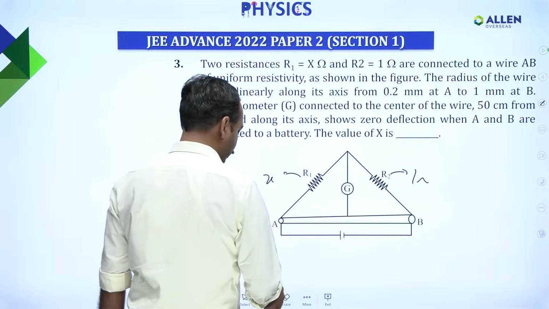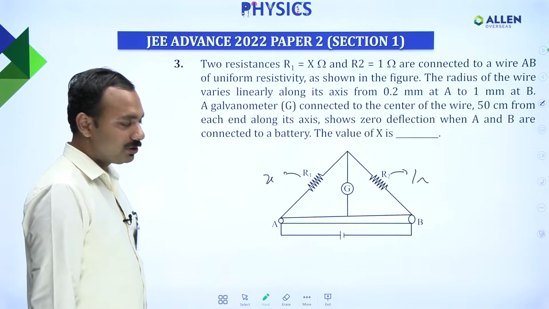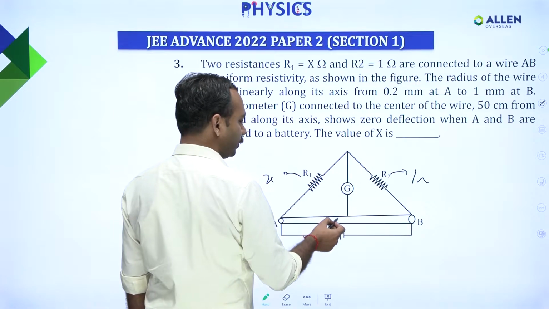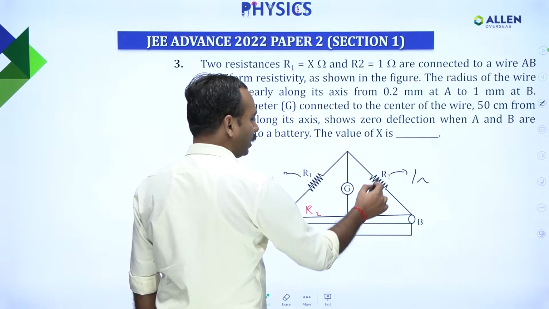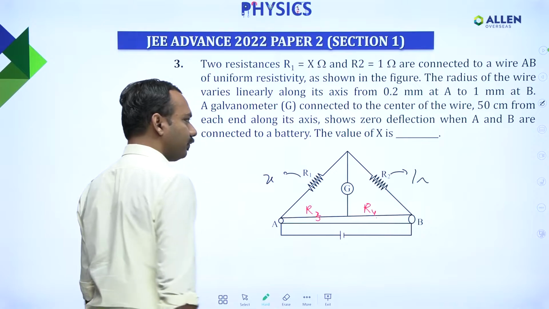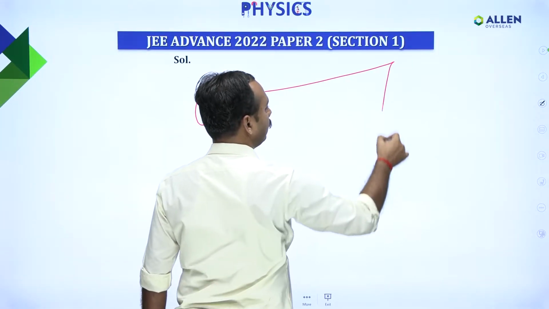So when it is showing zero deflection, it means the balance condition is achieved. So this to this ratio would be equal to this to this ratio. So this resistance and this resistance, let's consider this as R2, R2 is this, so let it be R3 and R4. What are the values of R3 and R4? For that I have to actually make the diagram for the wire.